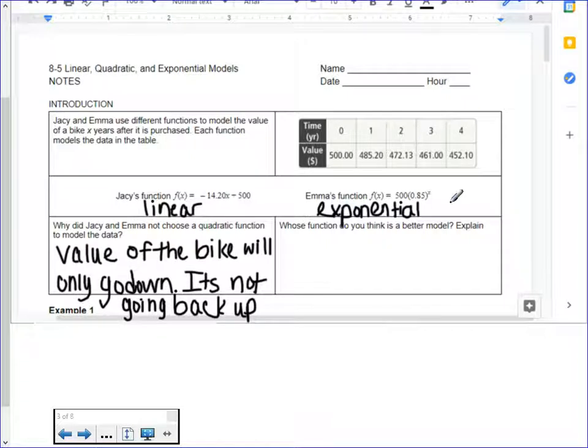I want you to try the same thing for Emma's function. Try putting a 1, a 2, a 3, and a 4 and see if you get the right price for the bike. Someone just try one and tell me. Then tell me what year you get and what you got for the price or the value.